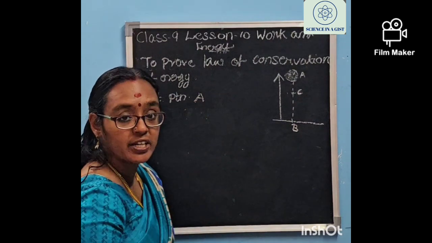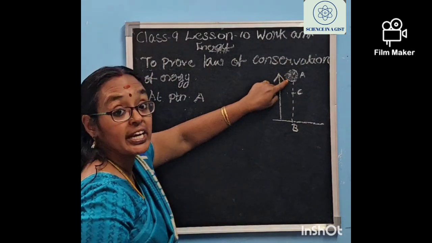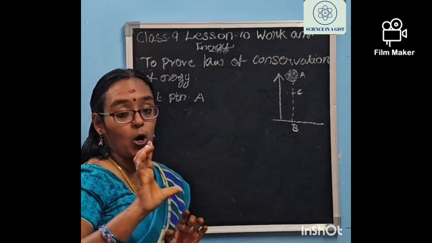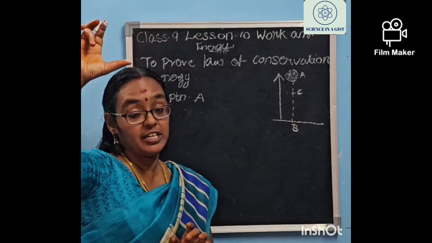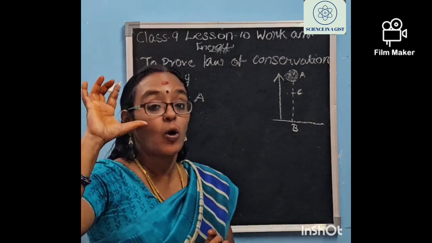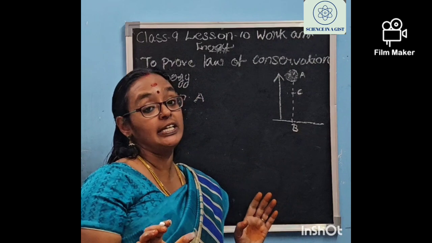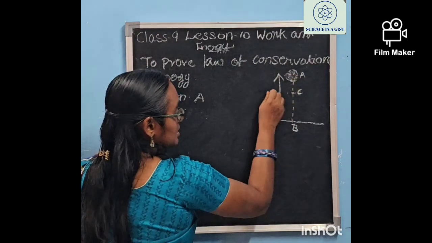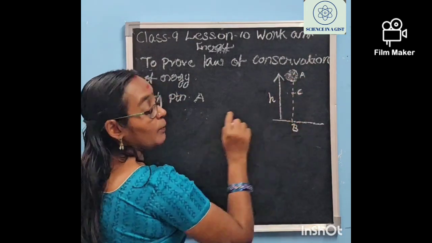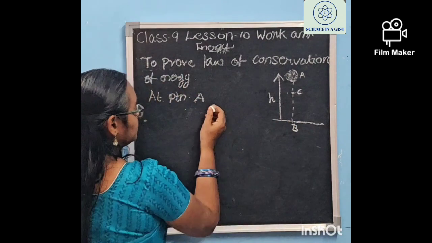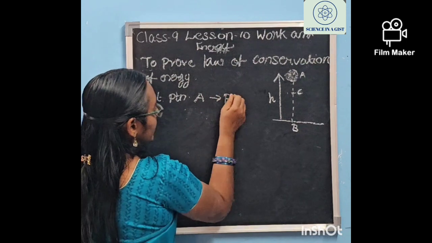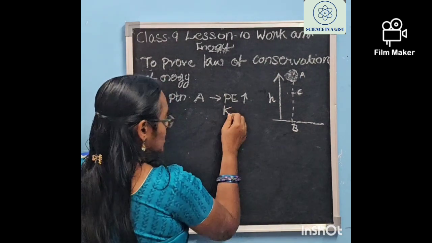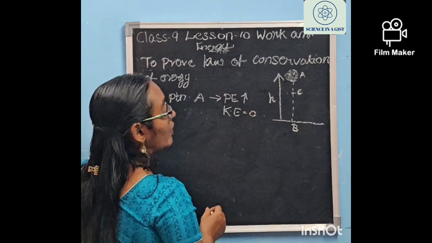What is the case at position A? When the ball is in position A, is it having potential energy or kinetic energy maximum? If any object is away from the ground and is kept constant, we can say potential energy is maximum. So this object at a particular distance from the ground possesses maximum potential energy. Is there any kinetic energy? Kinetic energy is 0.